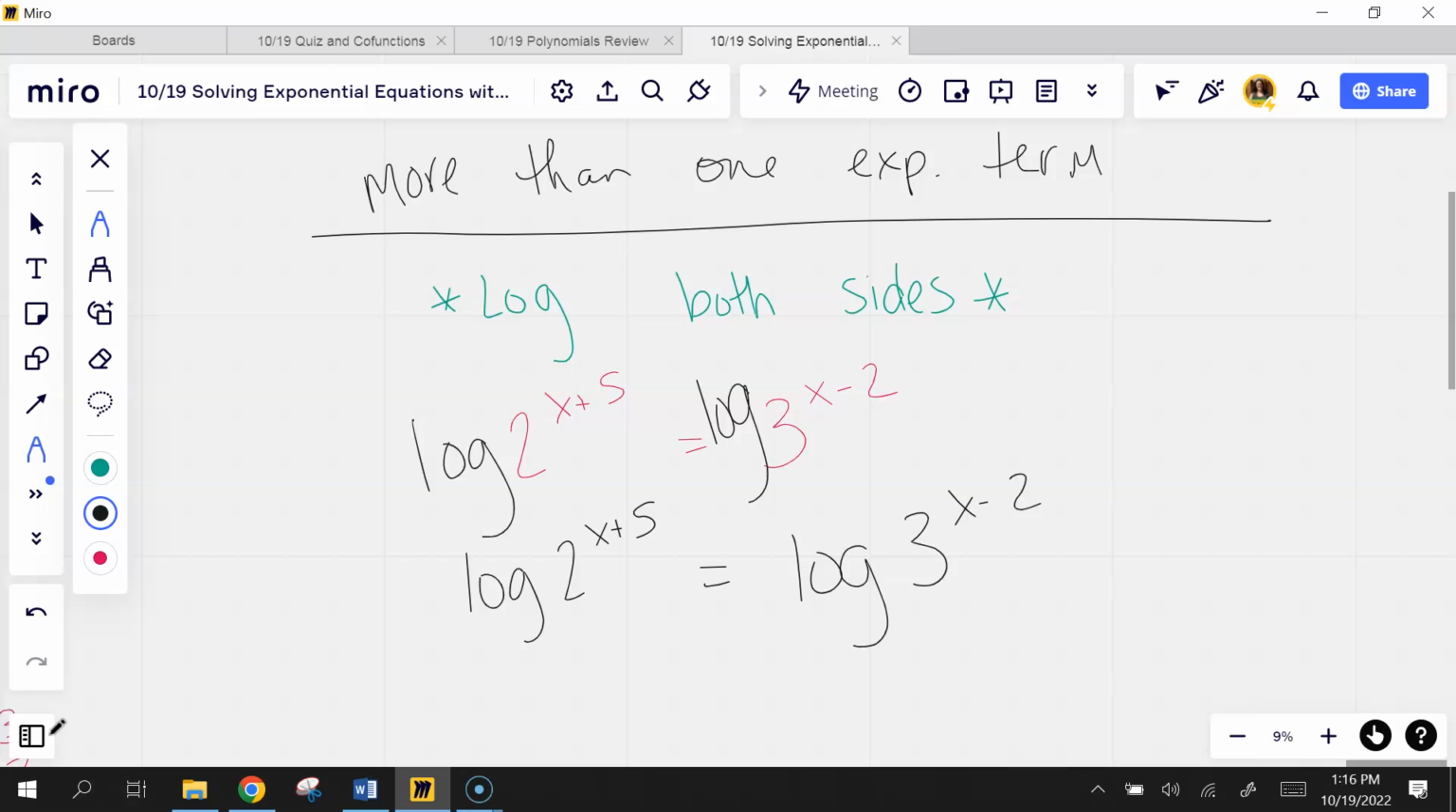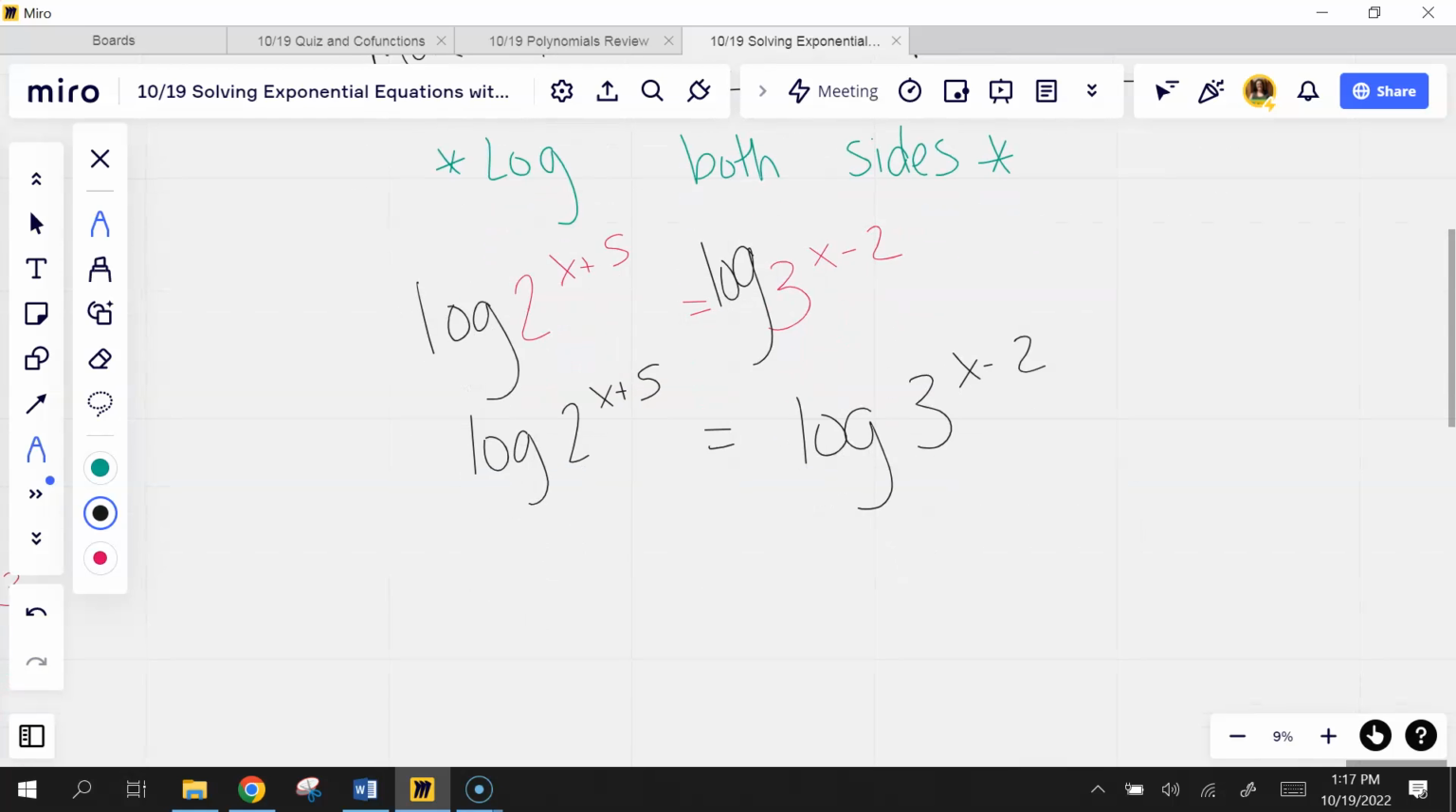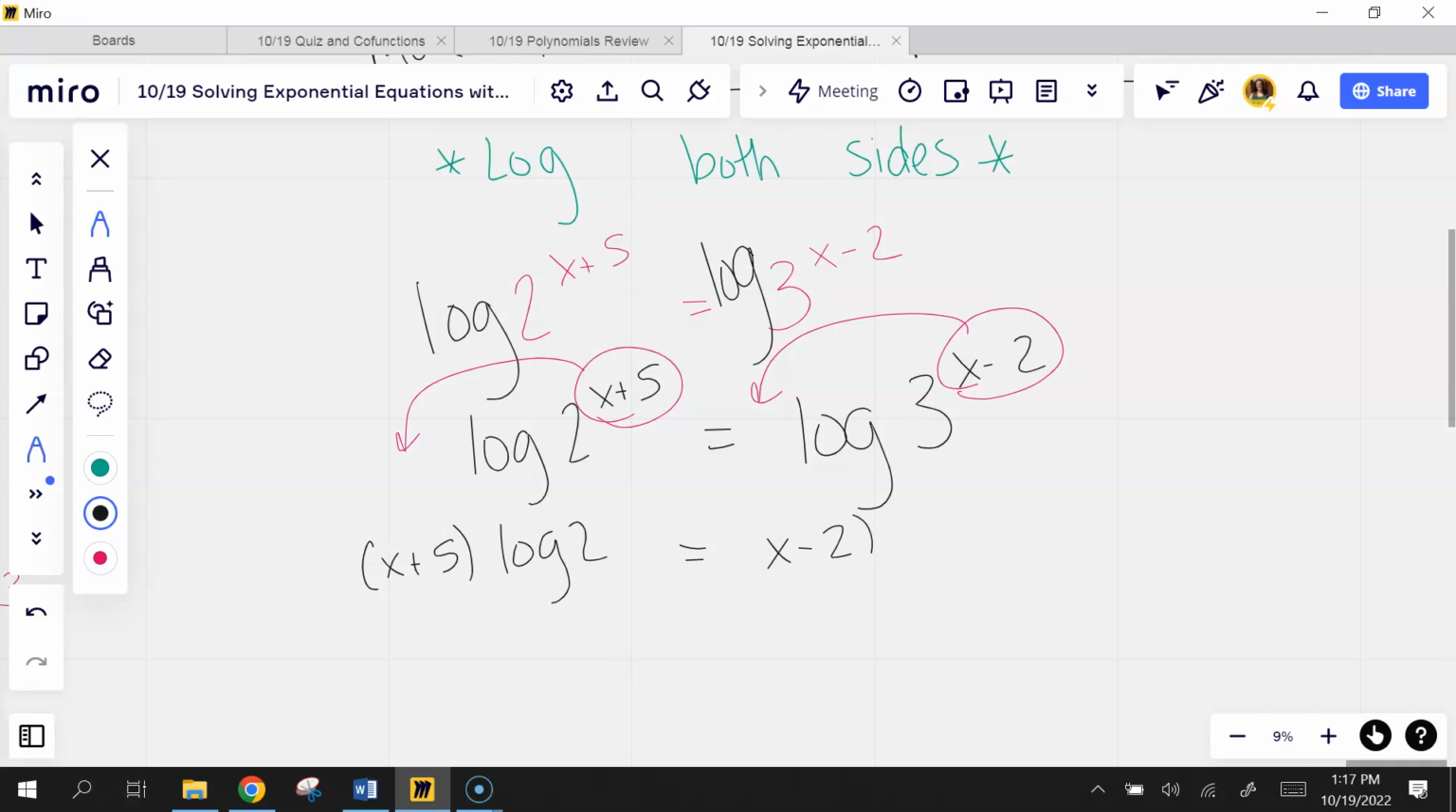Can you do what we did yesterday here? So what are you going to do? Yeah, but if you drop them off now, then you're back where you started. You're actually right. Put it back to the front. Well, okay. If I put it here and I put it here, then now I have x plus 5 times the log of 2 equals x minus 2 times the log of 3.